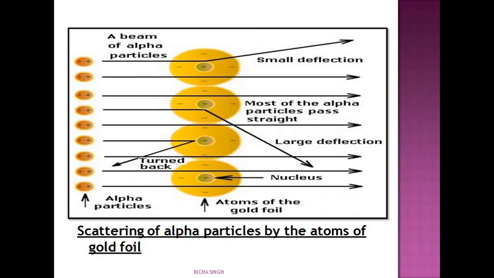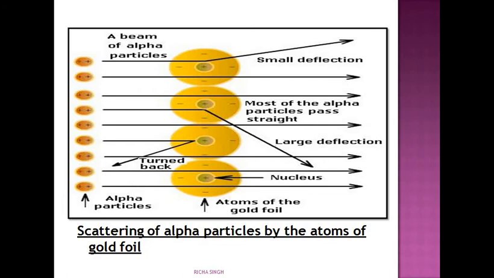Second observation he gave: a few alpha particles were deflected from their original path through some angles, which suggested that there must be something heavy and positively charged at the center of the atom which is repelling them. That's why alpha particles show deflection from their original path, because something positive is there in the atom, and alpha particles are also positive in nature. That was the second inference.